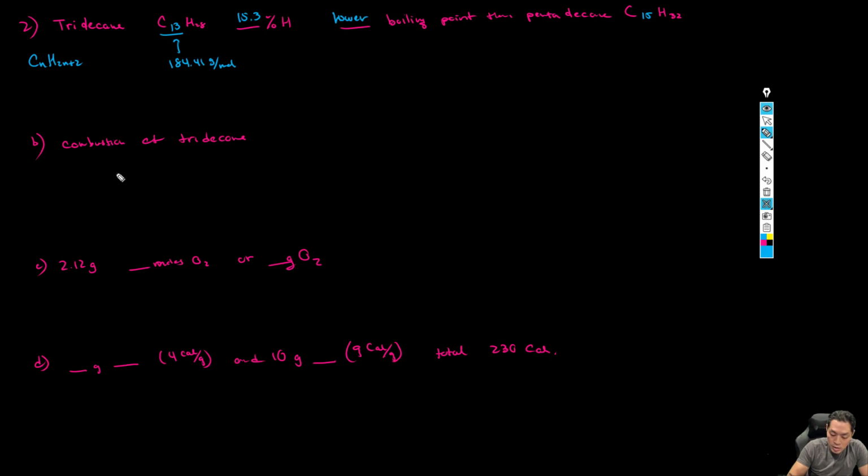We're going to combust it. So we have C13H28 plus some O2, which will give us some carbon dioxide and some water. Balance the equation. We have 13 carbons here, so 13 CO2 here. 28 hydrogens divided by 2 is 14 H2O. That means I have 26 oxygens here plus 14 oxygens, which will give us a total of 40, divided by 2, which will give us 20.